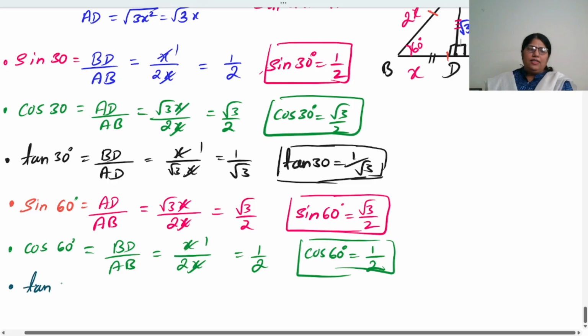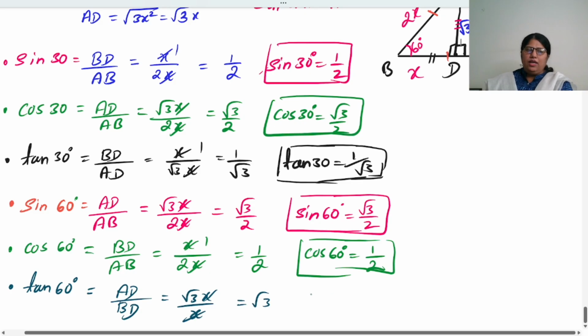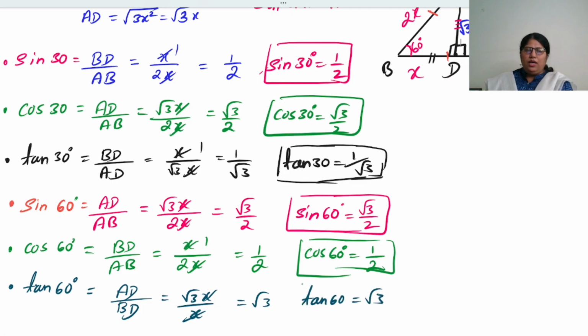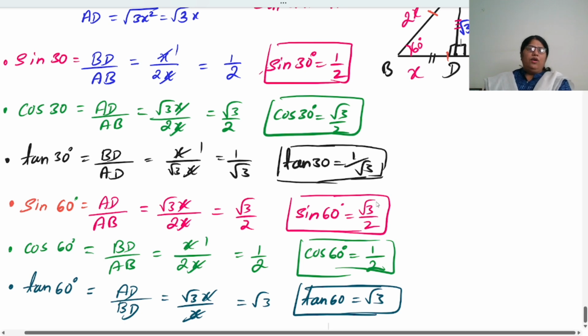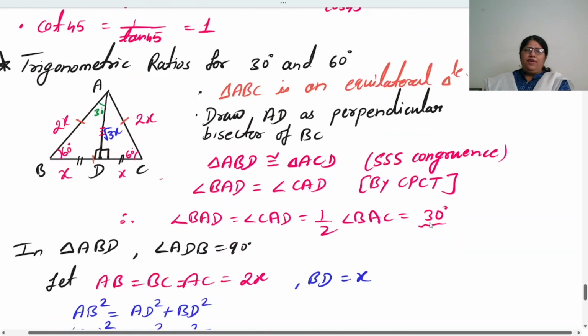And here tan 60 degree, tan is opposite. 60 degree opposite is AD by BD, which is root 3x by x, x gets cancelled, the value is root 3. So here tan 60 is nothing but root 3. Did you get all these values here? So these basic values of 30 and 60 degrees are very important. We have already seen here for 45 degrees.